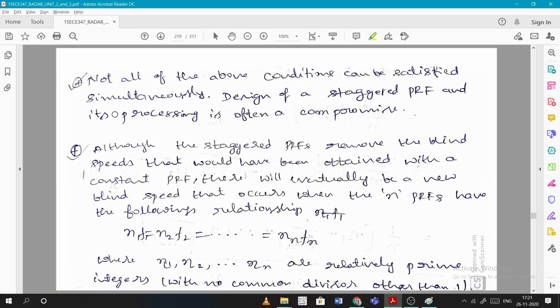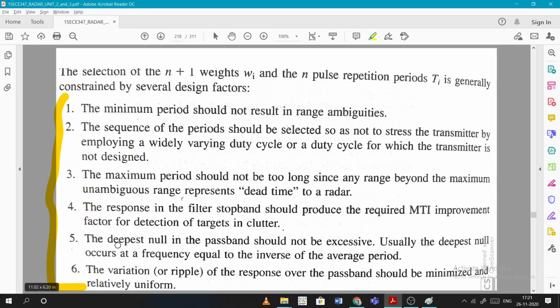Not all the above conditions can be satisfied simultaneously. Design of a staggered PRF, its operation and its processing is often a compromise. So out of the six, we'll just compromise on some statements.